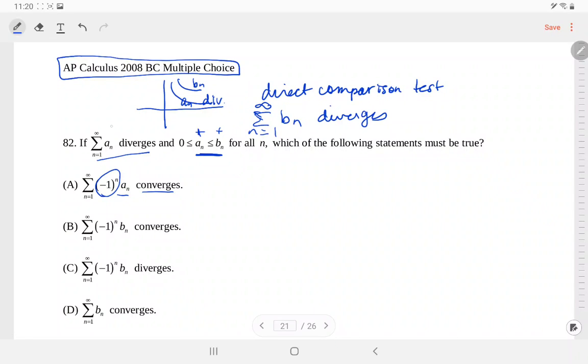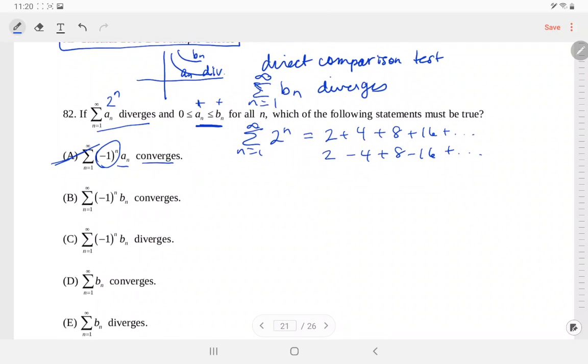What if you had the series 2 to the n? So 2 to the n, n equals 1 to infinity, which is 2 plus 4 plus 8 plus 16 plus dot dot dot. What if you alternated it? 2, negative 4, positive 8, negative 16? Yeah, still diverges, so I don't think that one's convergent.